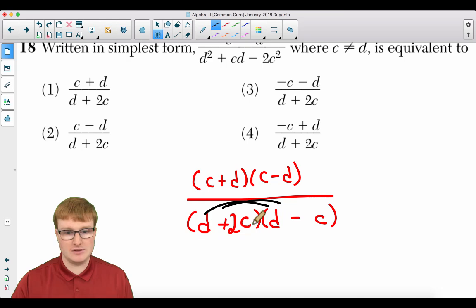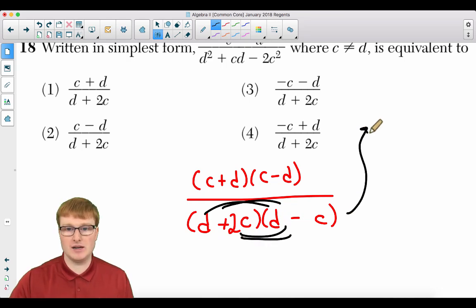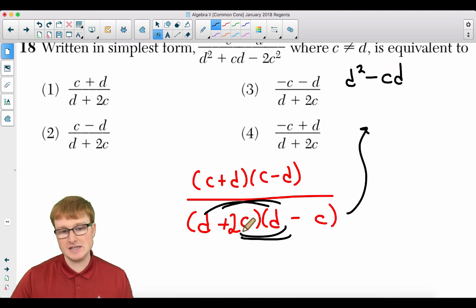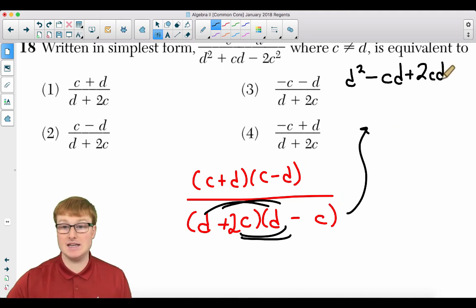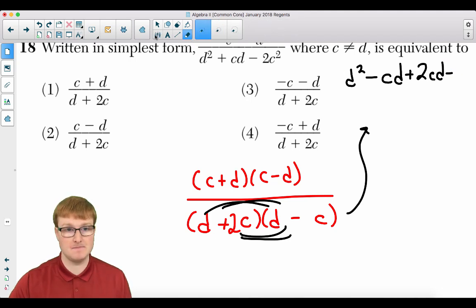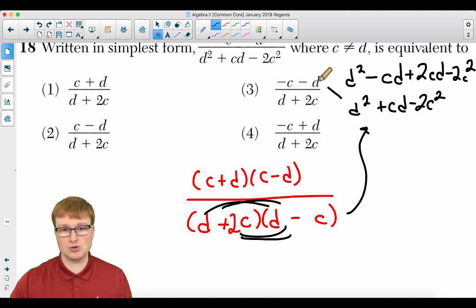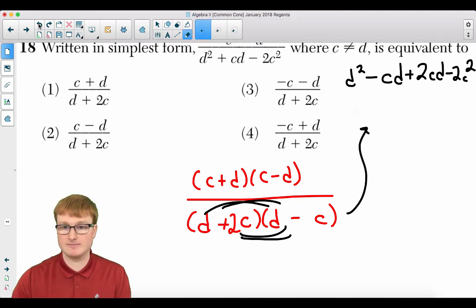Go ahead and FOIL this out. This is honestly just a guess and check method. There really is no other way to get it. So this is d squared. D times negative c is negative cd. 2c times d is positive 2cd. And 2c minus c is, no, sorry, not minus c, minus 2c squared. So when you combine like terms, we get d squared plus cd minus 2c squared, and that is absolutely true, and it matches up here. So we know that we factored it correctly. That's a good thing.